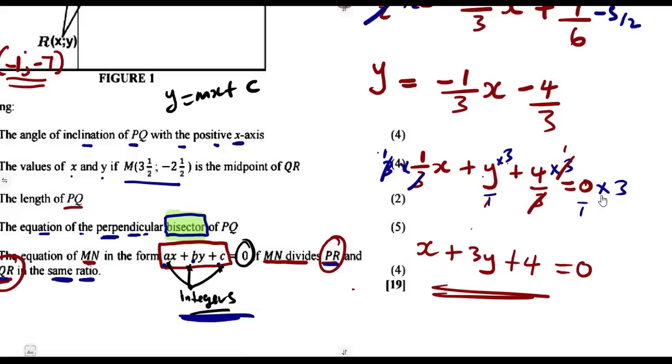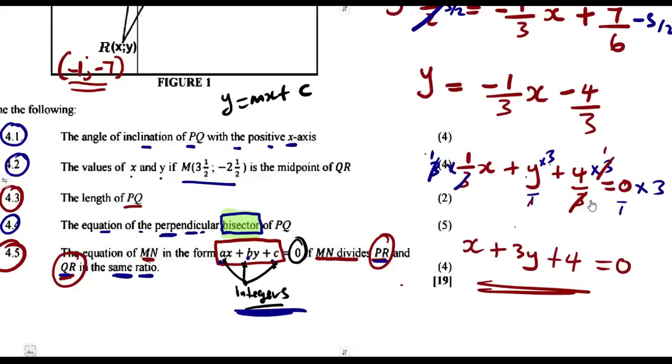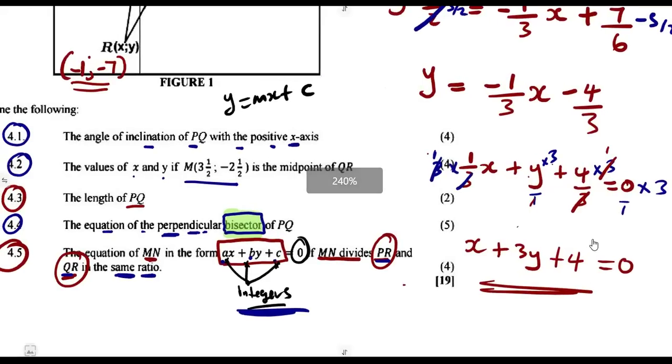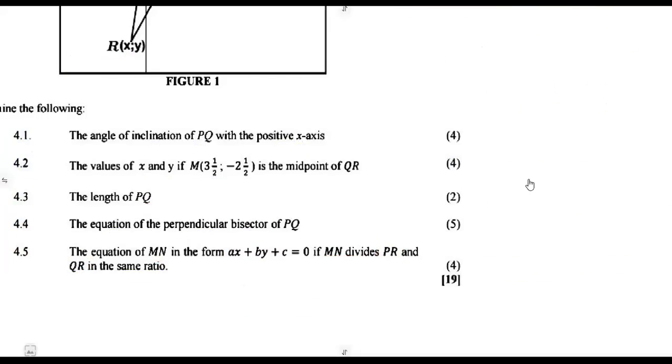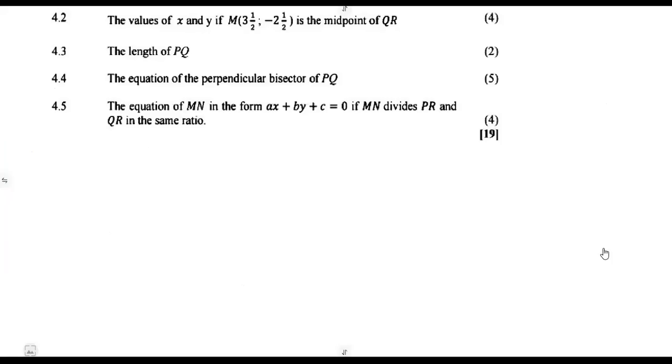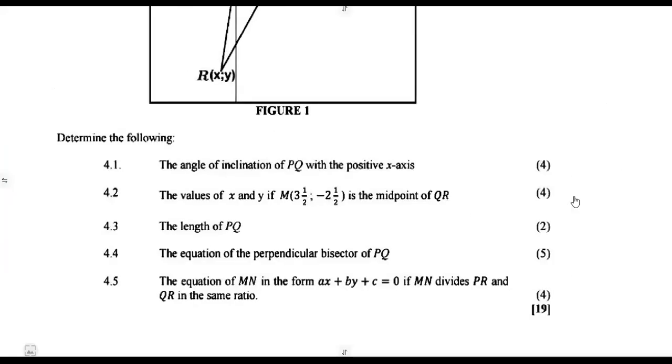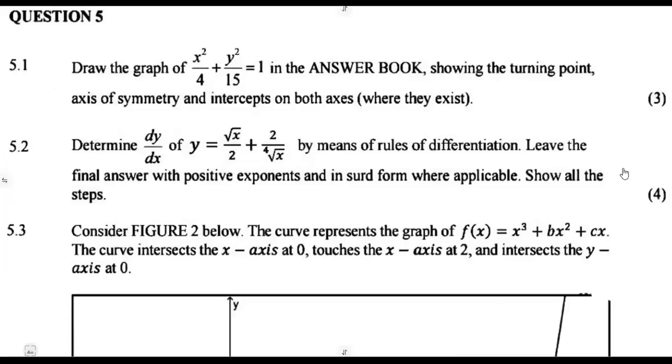Just like that. So it is very, very important to take note of the format that you are given. It is not just to answer the question. The format that you are given is important. Very, very important. All right, so that's it, guys. 19 marks for this. Okay, let's figure out another part.